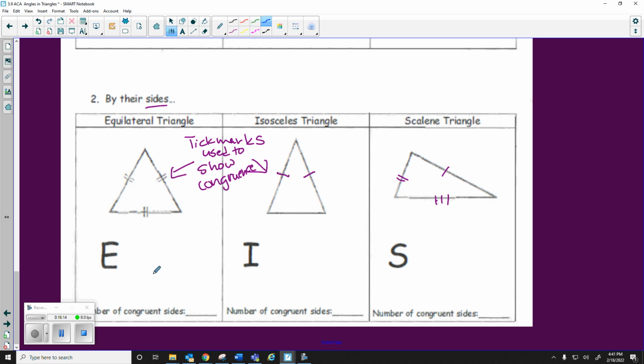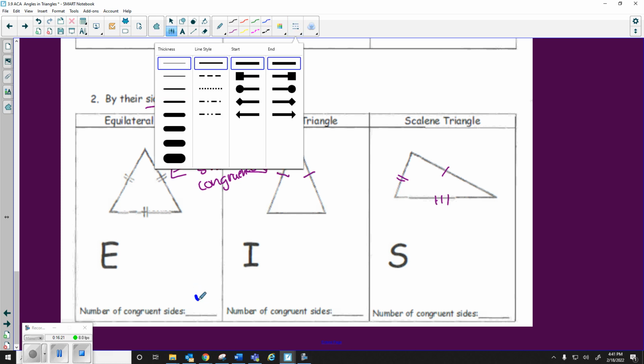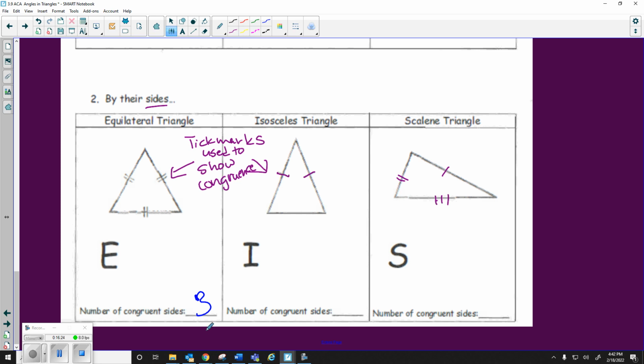So, an equilateral triangle: all 3 sides have the same number of tick marks, so that means all sides are the same. The number of congruent sides is 3. On this isosceles one, I see this side and this side are the same length, but this other one even looks shorter. So the number of congruent sides is only 2. Lastly, scalene: since none of them match up, there are no congruent sides. You wouldn't really say 1 because there's just none.